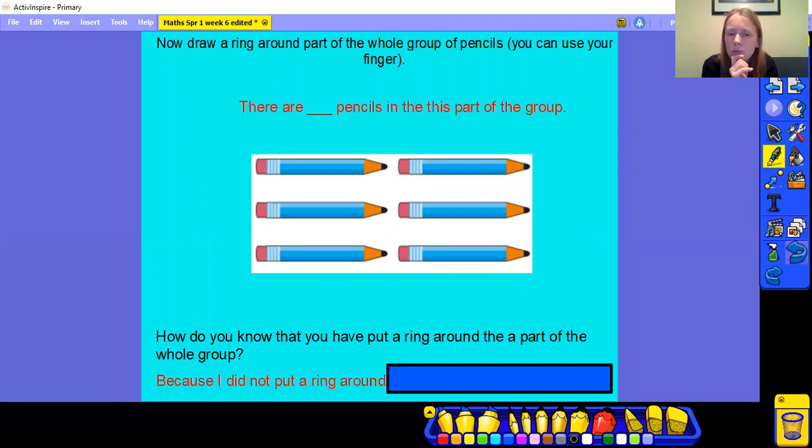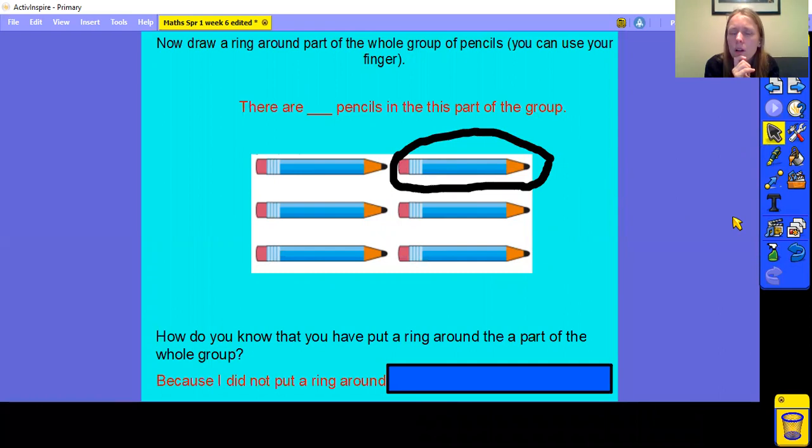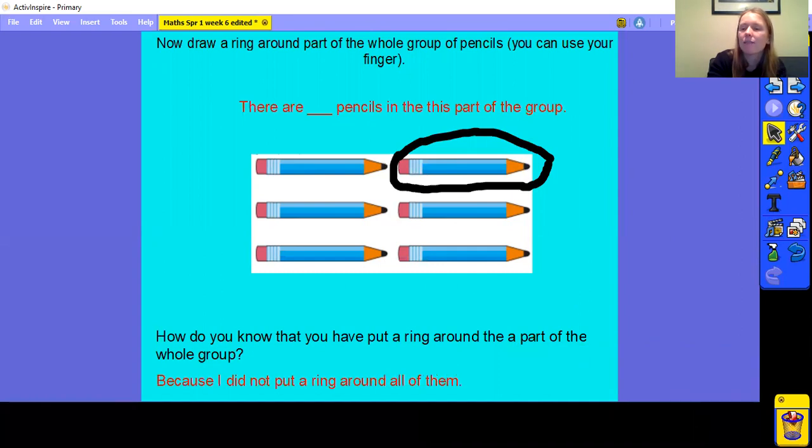How do I know that I've put a ring around part of the whole group? So if my part is 1, how do I know that I've put a ring around part of the whole? Use a red sentence at the bottom to explain to your grown-up. Pause the video while you do that. Okay, so how do we know that we've put a ring around part of the whole group? Because I did not put a ring around all of them. Well done if that's what you said.